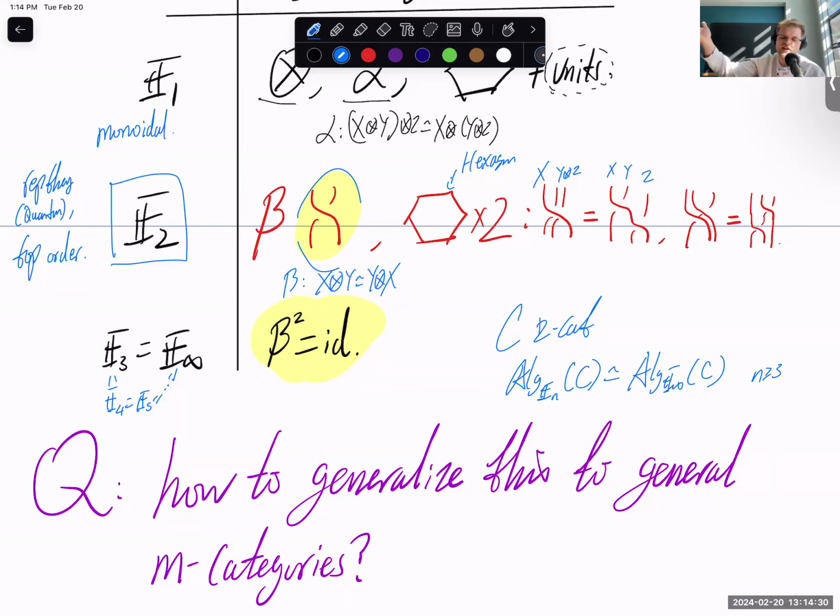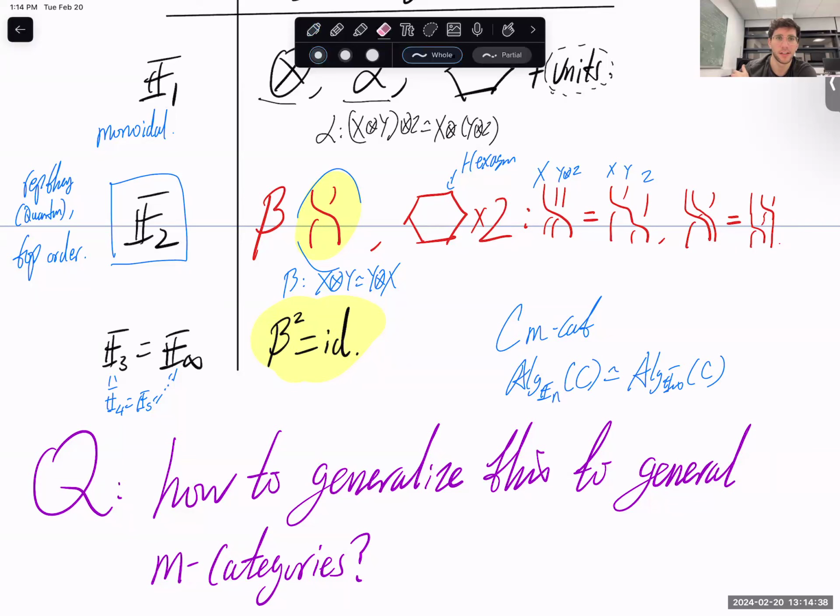Does this pattern just continue in the obvious way that you would guess? Yeah, absolutely. Sorry, does that hold also for infinity n categories and not only for n categories? No, for infinity n categories, EN for any finite n is different from E infinity. Okay. If that's what you're asking. Yes. Thank you.